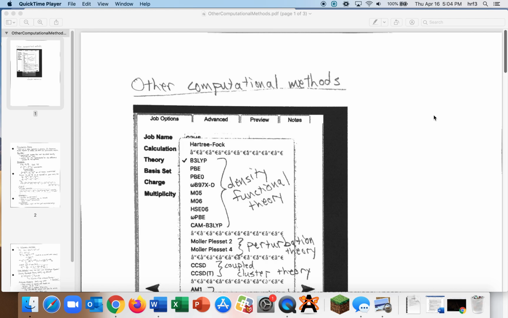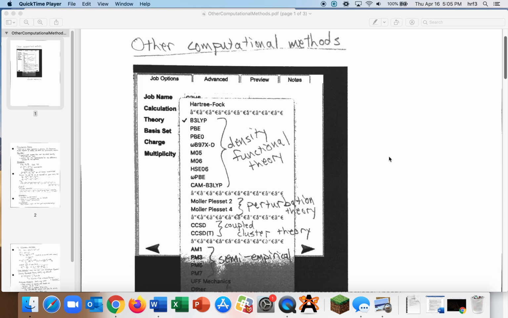Okay, today let's talk about other computational methods. So we already talked about the variational method and Hartree-Fock. Today is kind of a catch-all for the rest.